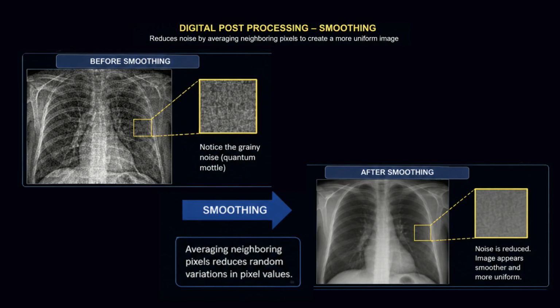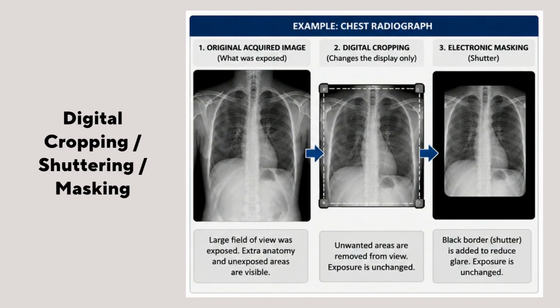It is important to mention smoothing does not correct underexposure. If quantum mottle results from too few X-ray photons reaching the detector, post-processing may make the noise less noticeable, but it cannot restore image information that was never acquired. Another digital post-processing function used is cropping, automatic shutter, or masking. This feature is used to remove or hide unwanted portions of the displayed image.